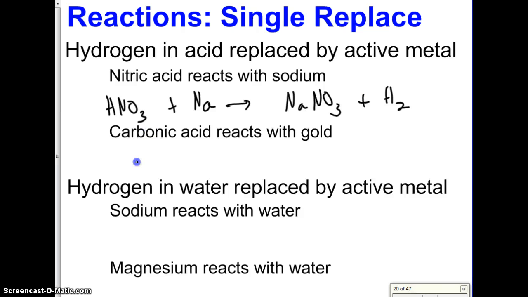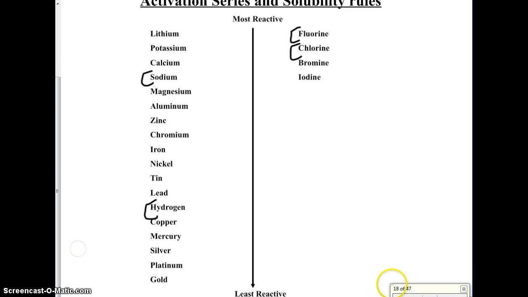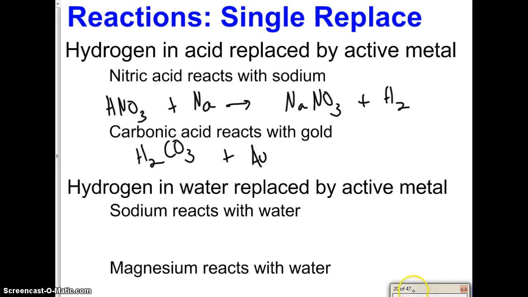Okay, same thing down here, carbonic acid, H2CO3, reacting with gold. Gold's one of our least reactive. It is not more reactive than hydrogen. Again, just so you see, hydrogen's in the middle, gold's all the way down at the bottom. Okay, no reaction is going to occur.